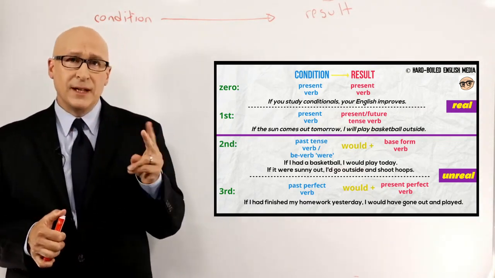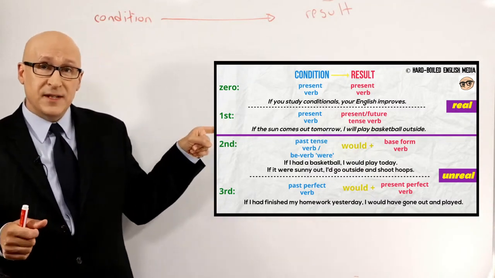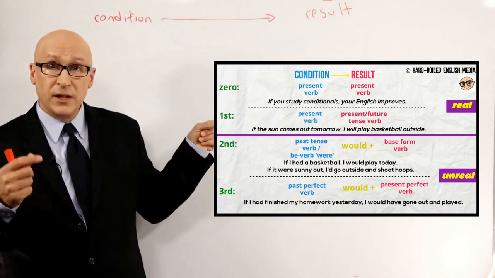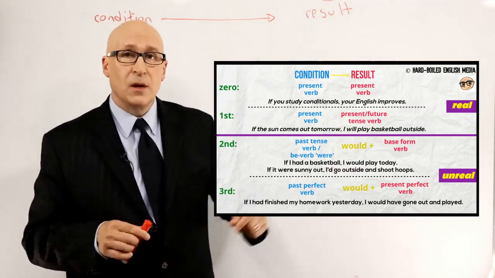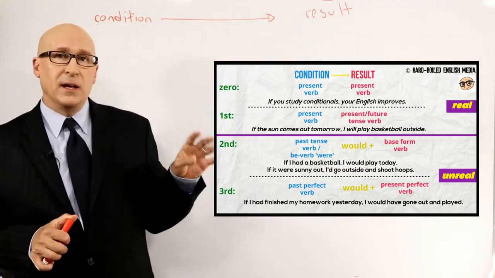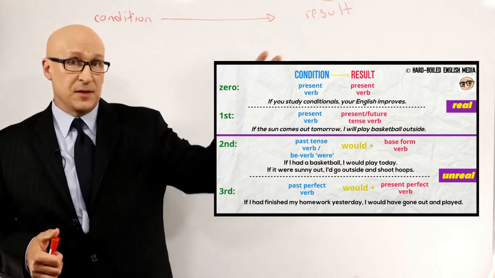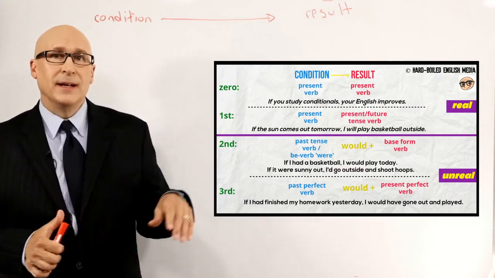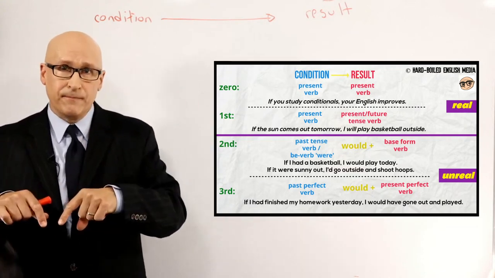Okay, what's a first conditional then? A first conditional is flexible. It allows us to express something that if this happens today or tomorrow, so we can use it for the present and the future, this will also happen. Now, if the sun comes out tomorrow, I will play basketball outside. That's real. That's what I will do. If the sun doesn't come out tomorrow, I will stay home.